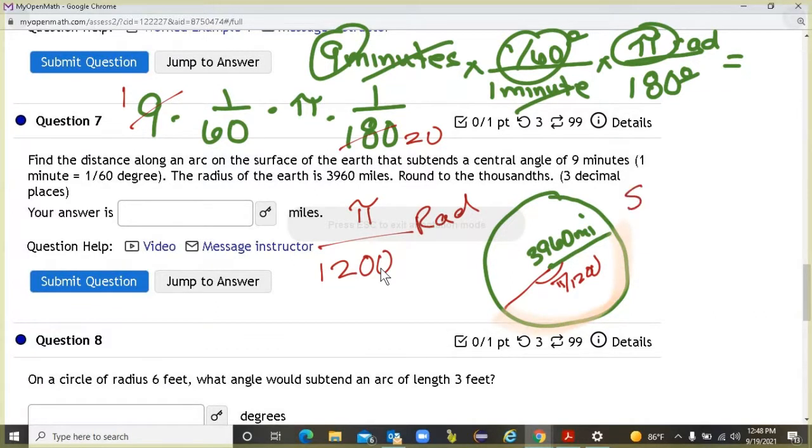So same formula, S is equal to R theta. So an exact answer, I don't even know here. Pulling out my calculator. So 3960 divided by oh, that doesn't look right. What did I just do?